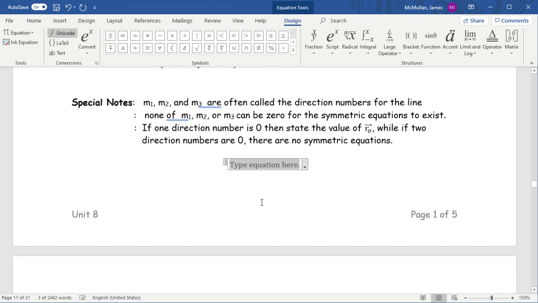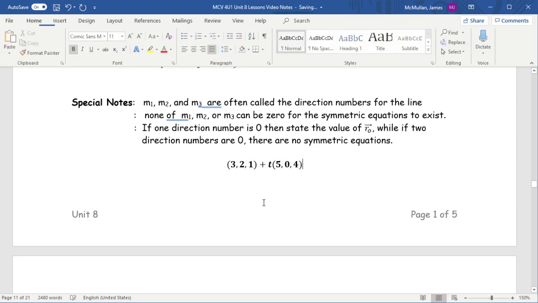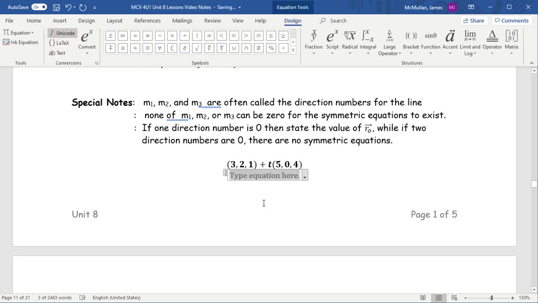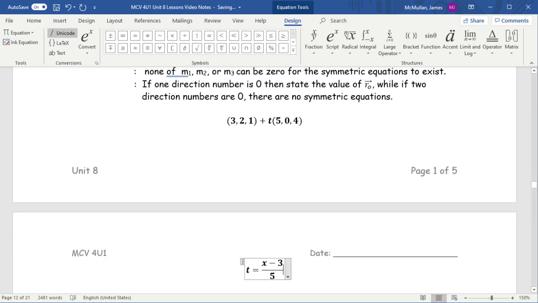So let's make up a line. Let's say our line was 1, 1, 1 plus t times 1, 0, 1. Actually, this is a bad example. Let's use 3, 2, 1 so we can tell them apart. And then let's say the direction was 5, 0, 4, just so we have all different numbers. What I could say here is that t is equal to the x of your point, subtract the x of the known point, divided by 5. Okay?